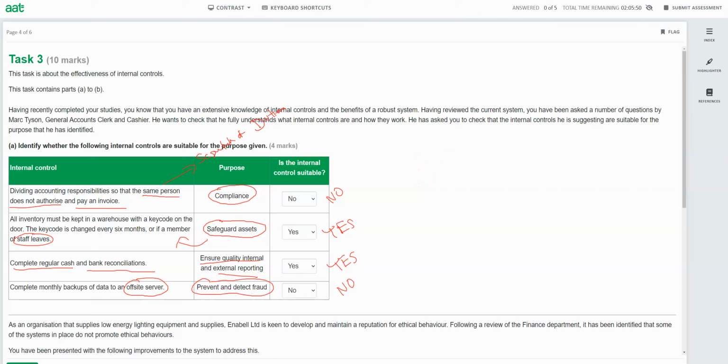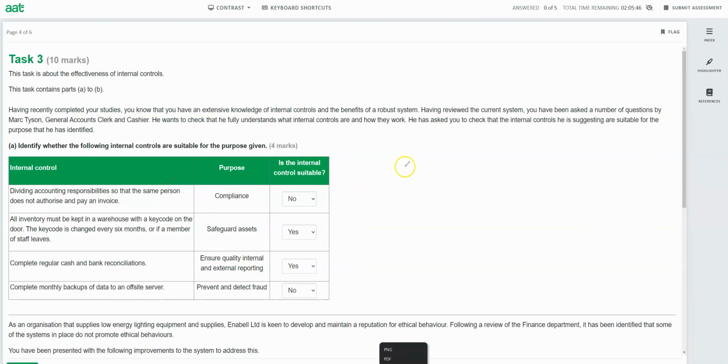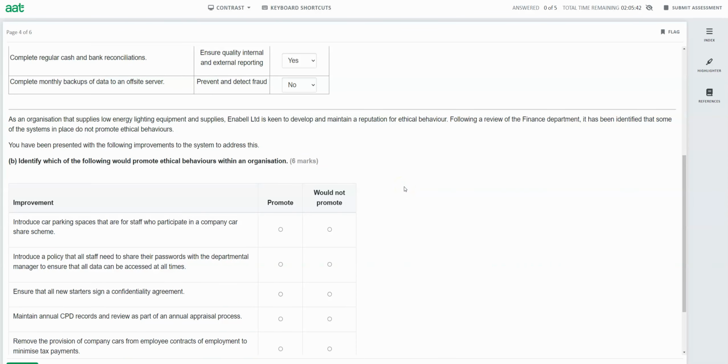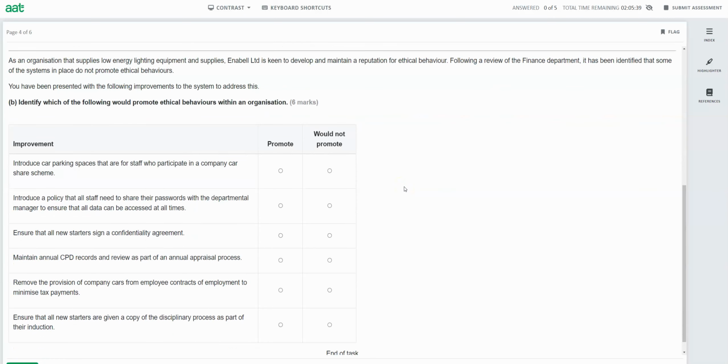All right, let's move to the next one. The next one we have here, it says, as an organization that supplies low energy lighting equipment and supplies, E-Limited is keen to develop and maintain a reputation of ethical behavior.